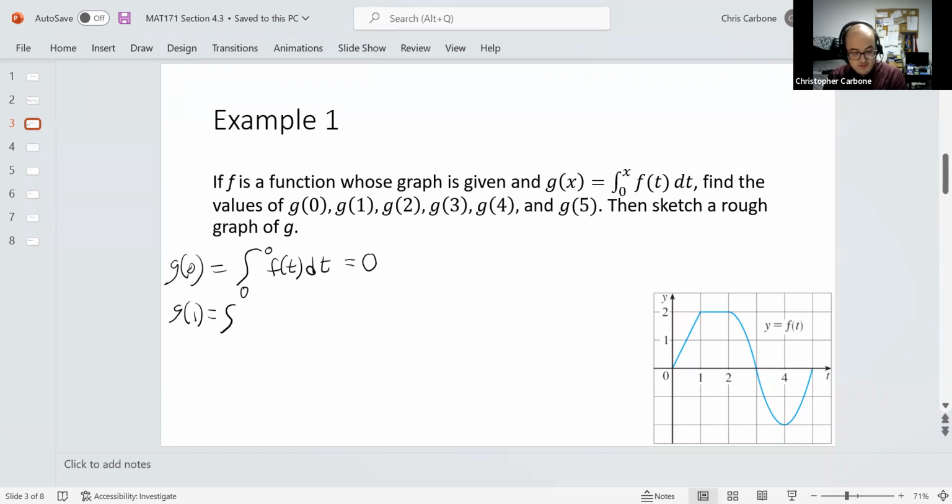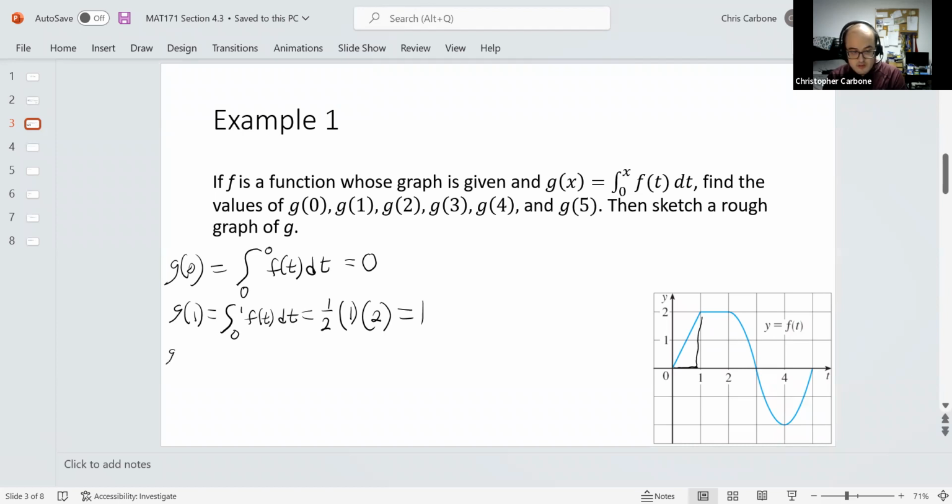G of 1 is the integral from 0 to 1 of f of t dt. But from our picture here, that would be this triangle here. So this is the same thing as 1/2 times, we have 1 here as the base, times the height, which goes up to 2. And that gives us a value of 1.